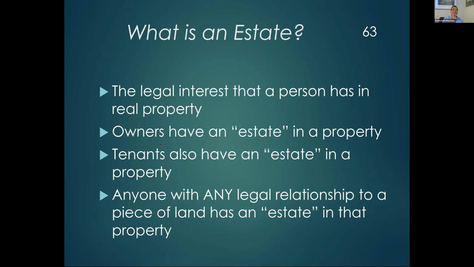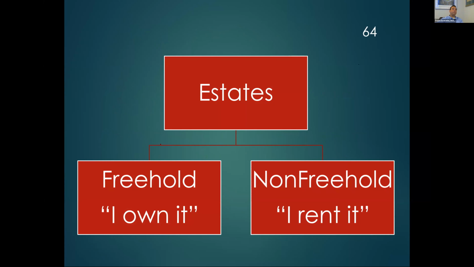If you have any relationship legally to that property, you have an estate in the property. Everybody all right with that definition? Yes. So there are ownership estates, there are lease estates, there are inheritance estates. There are all these different kinds of potential legal relationships to a property. But the two big categories are this: I own it or I lease it.